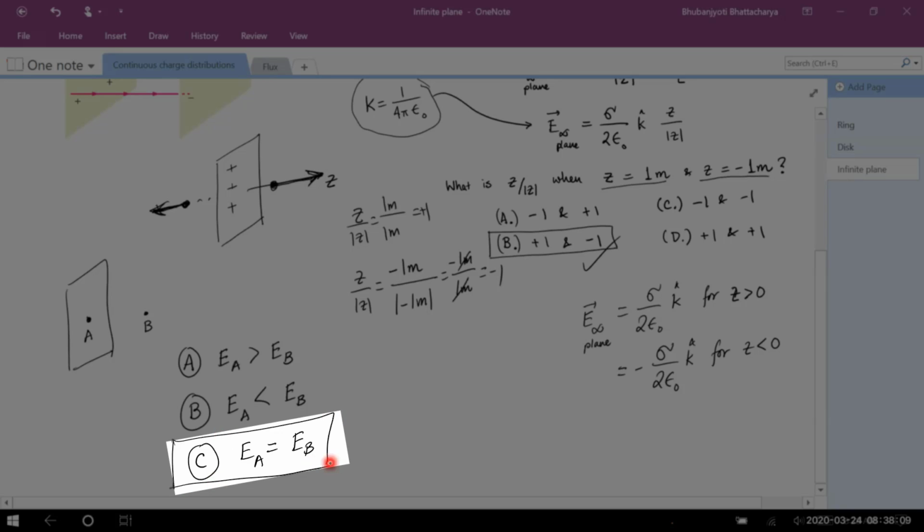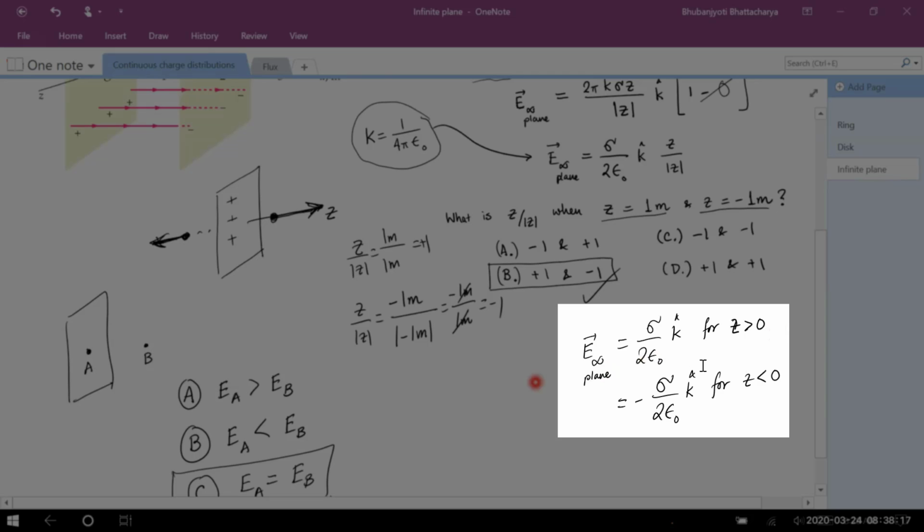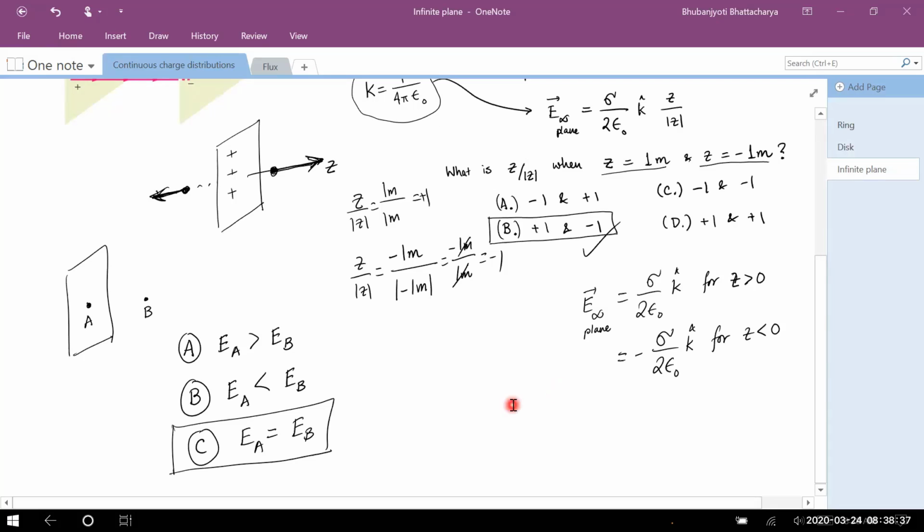This is the distinction between the disk and the infinite plane. What happens with the infinite plane is that no matter how far you are from the plane, the electric field due to the plane does not depend on Z. Remember, in the disk case, there was this second term that depended on Z. So as you increased Z, this term got smaller and smaller. In the case of the infinite plane, that does not happen. There is no second term. There's only one term. So no matter where you are away from the infinite plane, the electric field stays a constant.